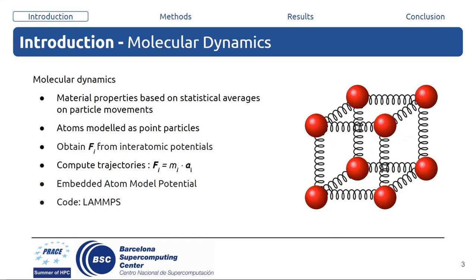In this work, we are using molecular dynamics, which is a computational method for simulating movements and thermodynamical properties of atoms and molecules. In molecular dynamics, the interacting pieces are atoms and they are modeled as point particles. The interaction of the atoms is described with interatomic potentials, and once we have the potentials, we can calculate the force on each particle and predict the time evolution based on Newton's second law. The interatomic potentials can be described by several methods. We use the embedded atom model potential, which is specifically designed for metallic systems. And finally, we use the free and open source code LAMMPS for molecular dynamics simulations.